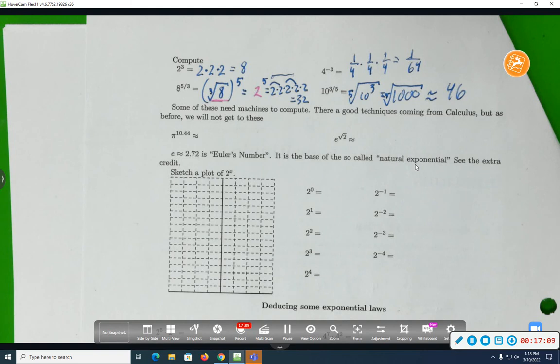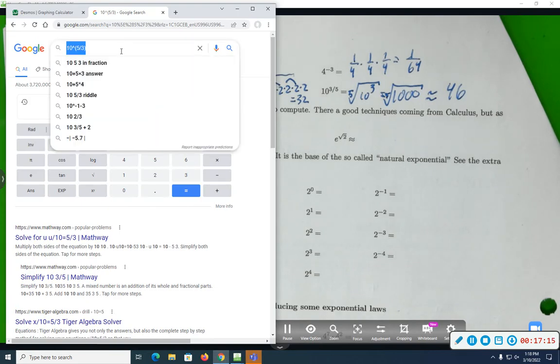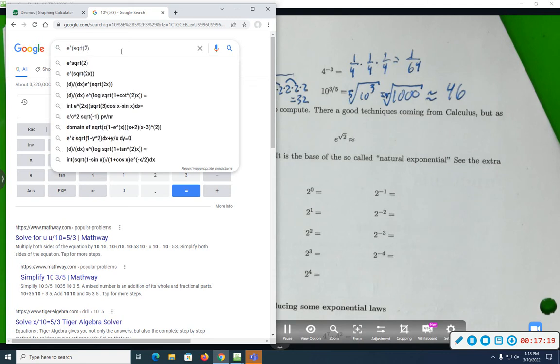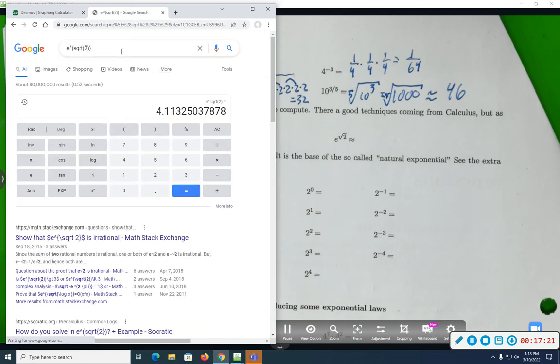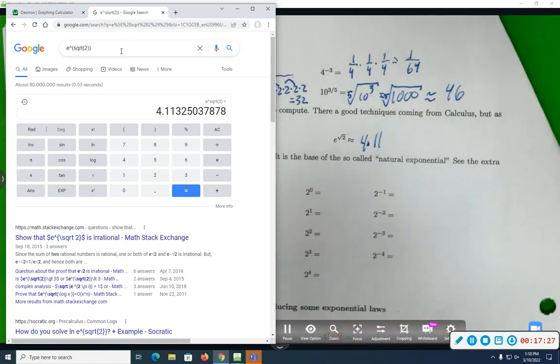So let's, as long as we're doing that, Euler's number e raised to the square root of 2. Somewhere around 4.11. Nice. Any questions so far?